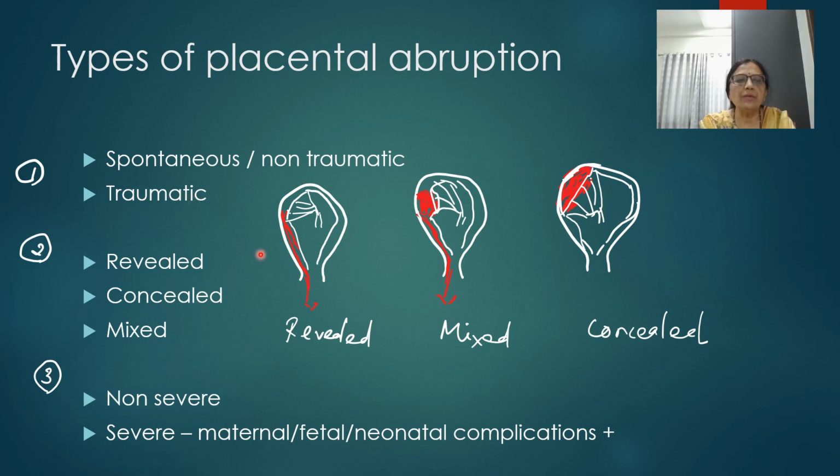Revealed, concealed and mixed. Revealed is where there is no retroplacental hematoma formation. There is a marginal separation, and whatever bleeding is there because of the separation is getting expelled out of the introitus. Concealed is where the blood is getting accumulated behind the placenta and it is not getting out of the cervix. It is completely getting collected inside the uterine cavity, then it is concealed. When there is a mixture of these two, then we say it is a mixed variety, and the presentation will depend on which component is dominant, whether the revealed component or the concealed component.